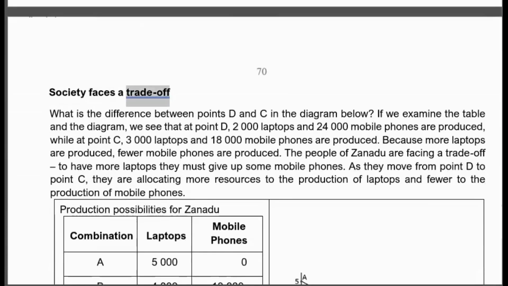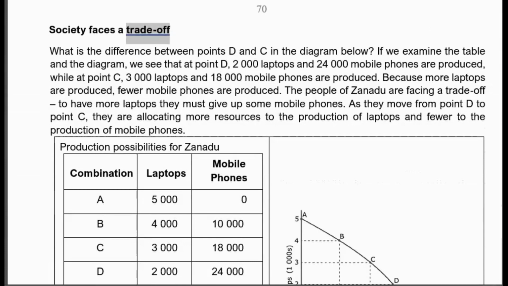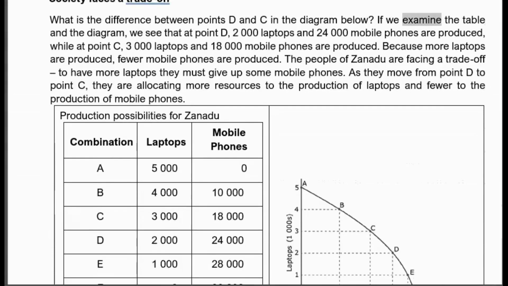Society faces a trade-off. What is the difference between points D and C in the diagram below? If we examine the table and the diagram, we see that at point D, 2,000 laptops and 24,000 mobile phones are produced, while at point C, 3,000 laptops and 18,000 mobile phones are produced. Because more laptops are produced, fewer mobile phones are produced.